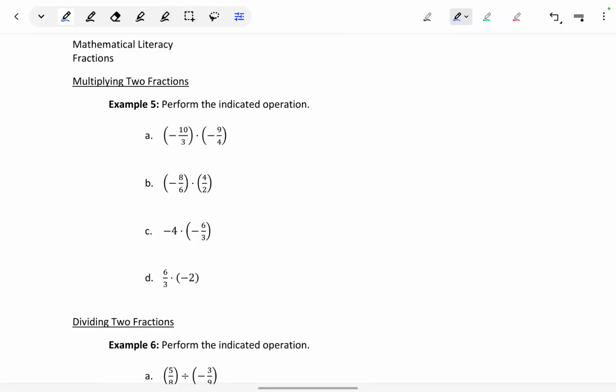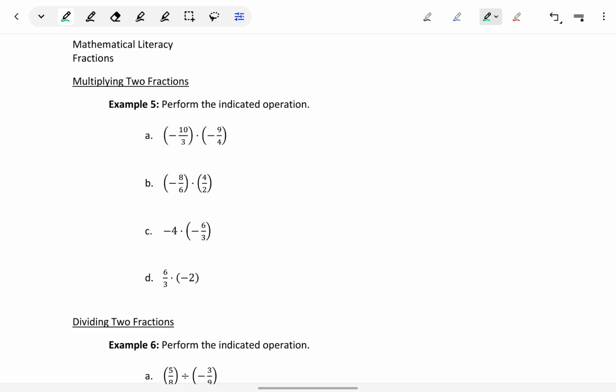When we multiply two fractions, we multiply the numerators straight across and the denominators straight across, and then reduce the resulting fraction. Or, similar to what we saw in the last example, we can first reduce our fractions before taking care of those multiplication steps. We can look at reducing a fraction like 10/3. Those two numbers have no factors in common, so that's not going to reduce. Neither do 9 and 4.